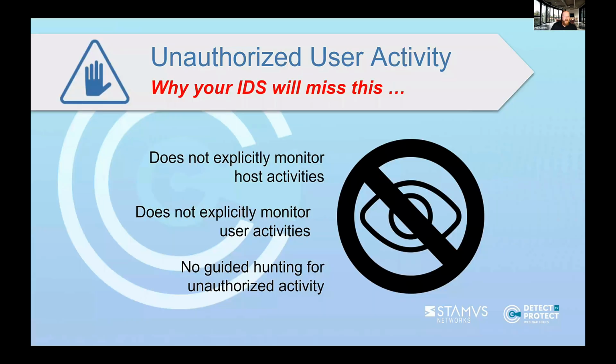So, why the IDS might miss this, right? IDS detection, as mentioned before, relies largely on signature-based mechanisms. By comparing packets and network sessions on the network to a library of explicit rules, the IDS can generate alerts when traffic matches a known attack signature. Unfortunately, this type of detection doesn't help uncover unauthorized access or user activity that must be detected by monitoring host activities and actively hunting for your own violations.